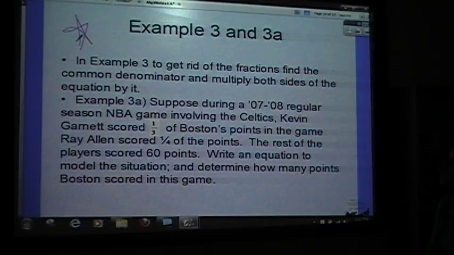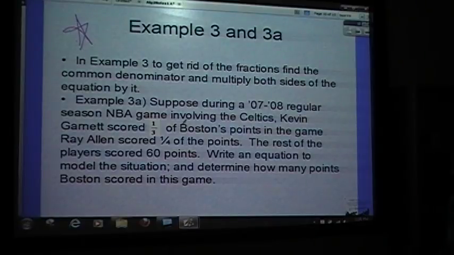Okay, so example 3A. Suppose during a 2007-2008 regular season NBA game involving the Celtics, Kevin Garnett scored 1/3 of Boston's points in the game. Ray Allen scored 1/4 of the points. The rest of the players scored 60 points. Write an equation to model the situation and determine how many points Boston scored in the game.